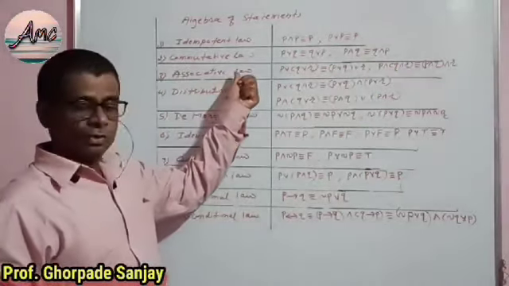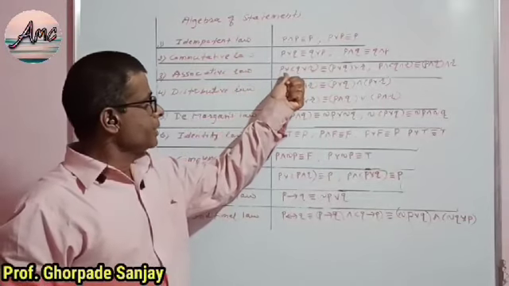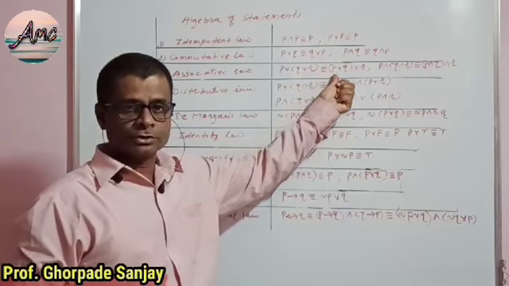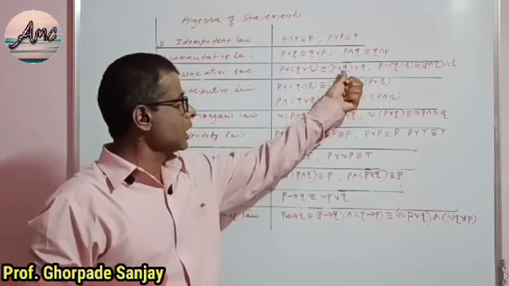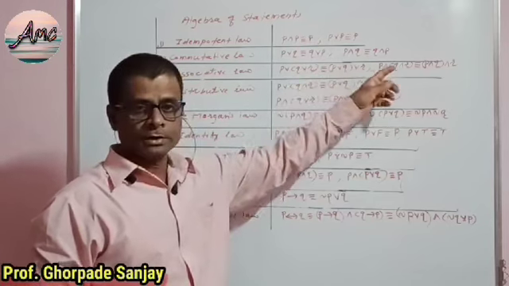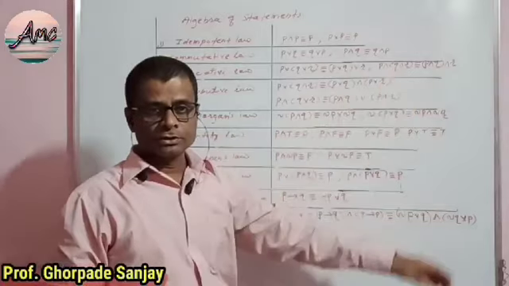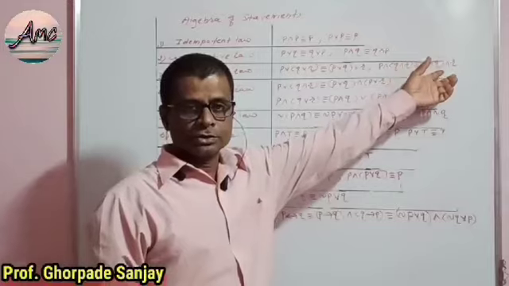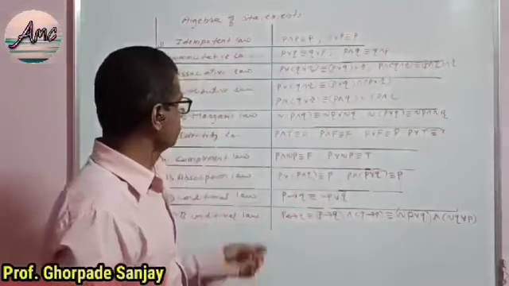Then associative law, P disjunction (Q disjunction R) is logically equivalent to (P disjunction Q) disjunction R. The same law can be written in terms of conjunction. P conjunction (Q conjunction R) is equal to (P conjunction Q) conjunction R.